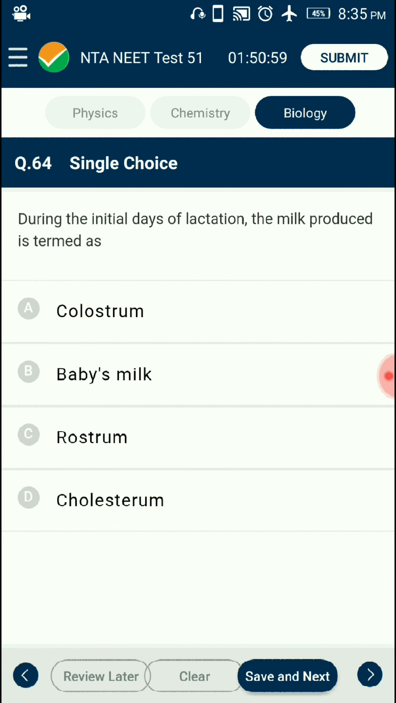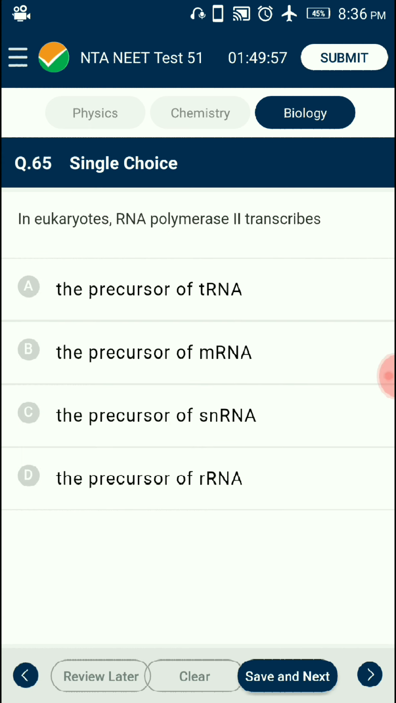Question number 64. During the initial days of lactation, the milk produced is termed as? Lactation is the process of releasing milk from the breast, which helps the mother to feed the baby. The initial milk secretion is called colostrum, and it contains several antibodies for resistance development in the baby. So the answer is option A, colostrum.